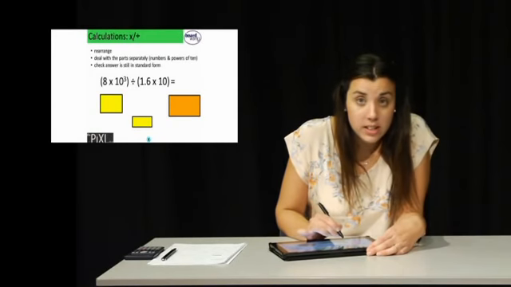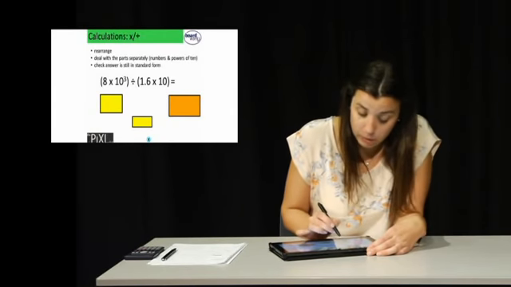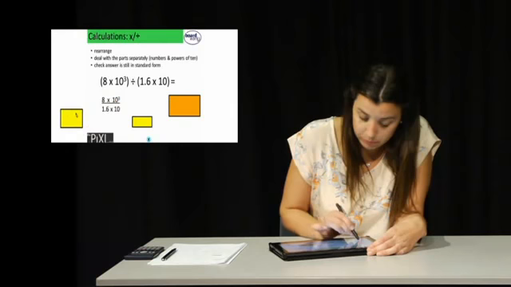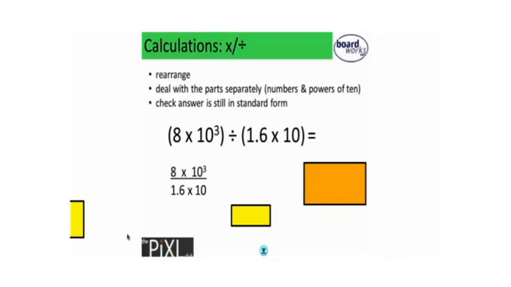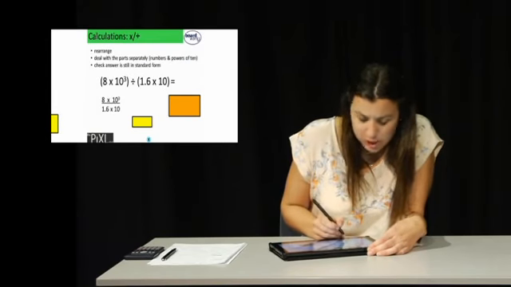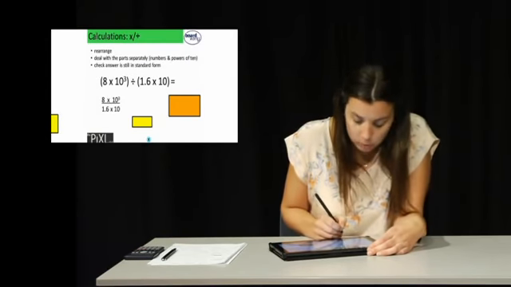Looking at this question, we're going to start in exactly the same manner. First off, rearrange. We have our 8 times 10 to the 3 all over 1.6 times 10. You may have noticed that there is no power on the 10.